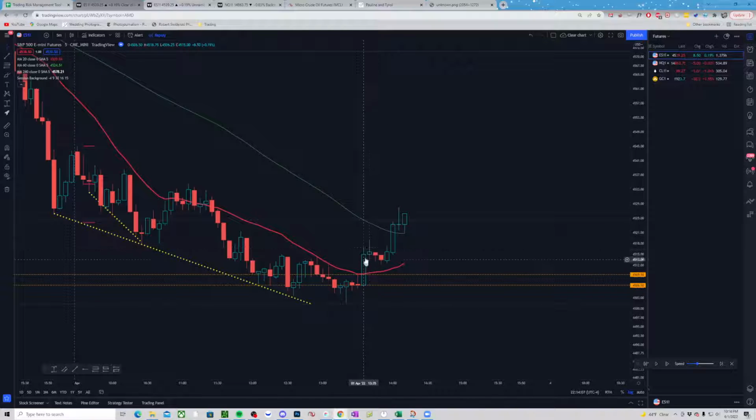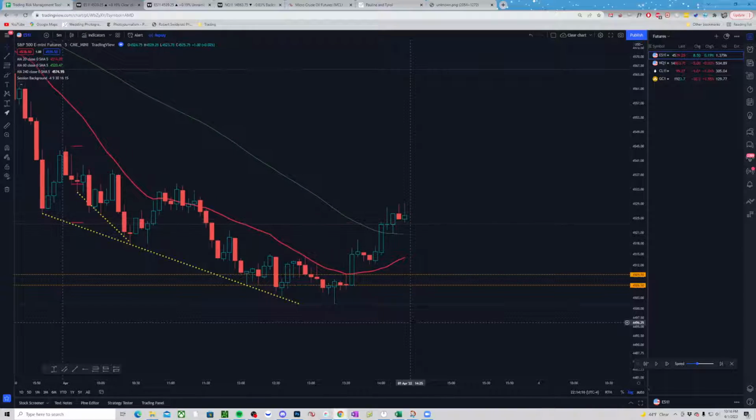Remember, this is a breakout, so I will start the count again. We have 1, 2, 3. Let's see. Yeah, I would start the count again, and that's the third level. So 1, 2, and 3. So this is a wedge top. Okay, and this is a double top with this. Let's see how far we go.